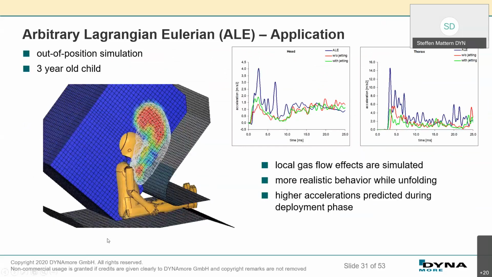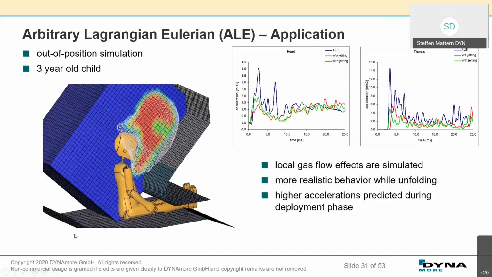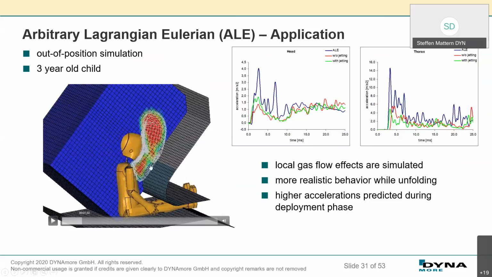Let's take a look at the animation. I will stop the animation here. You can now see a fringe plot that shows the pressure distribution, and you can clearly see that the pressure is not uniformly distributed in the airbag's volume, especially in the beginning of the deployment. So this is exactly our critical point.